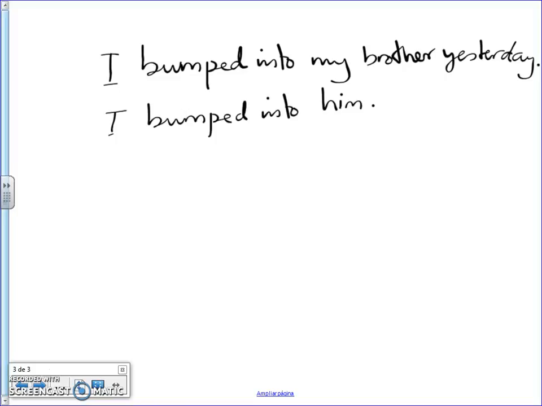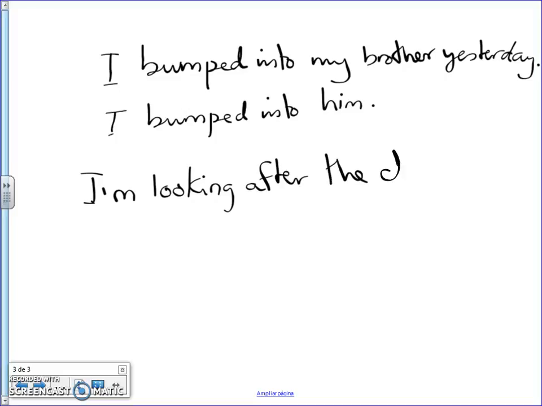The same happens with look after. I'm looking after the children. Okay. I'm looking after them. So these type of phrasal verbs need an object, my brother or the children, and the object is always after the particle. Bumped into my brother, bumped into him, looking after the children, looking after them.